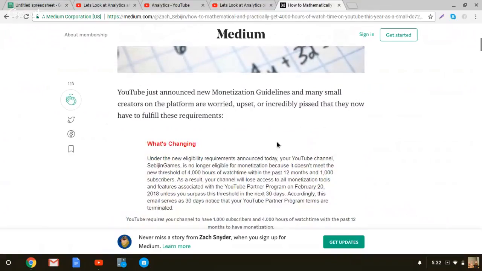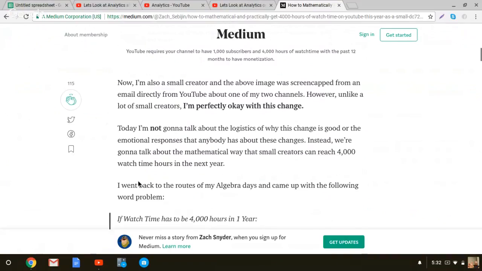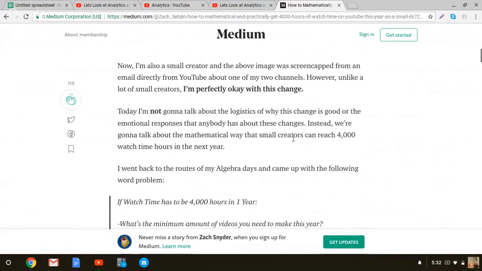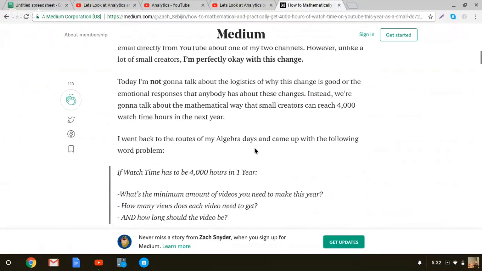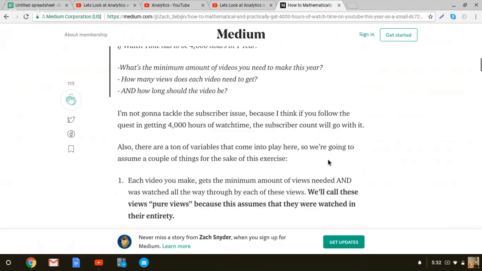So YouTube just announced new monetization guidelines. I'm a small creator. The above image was screen capped from an email direct from YouTube. I'm going to skim some of this, guys. I'm not going to read the whole thing. We're going to be talking about the mathematical way that small creators can reach 4,000 hours of watch time in the next year. I went back to the roots of my algebra days and came up with the following word problem. If watch time has to be 4,000 hours in 1 year, what's the minimum amount of videos you need to make this year? How many views does each video need to get? And how long should the video be?